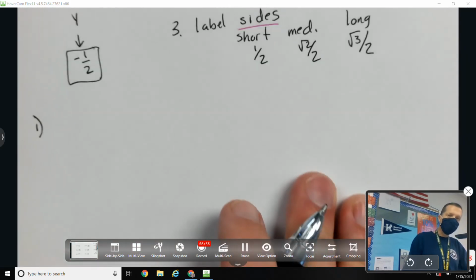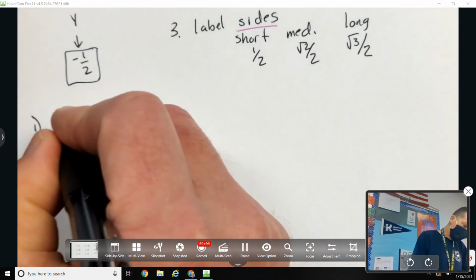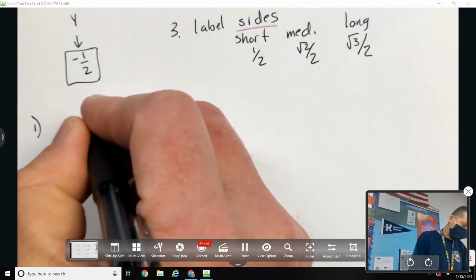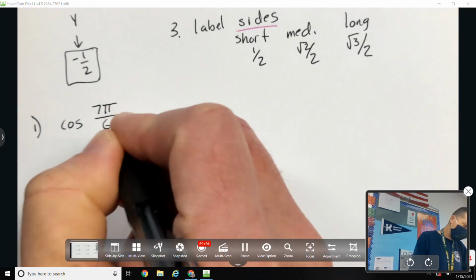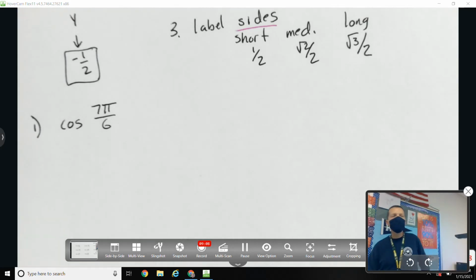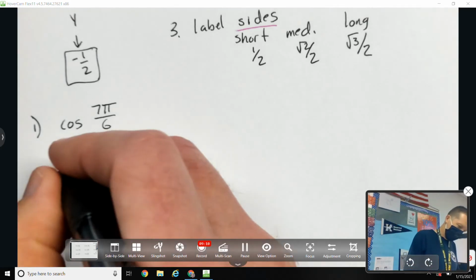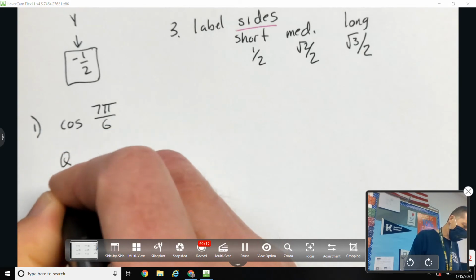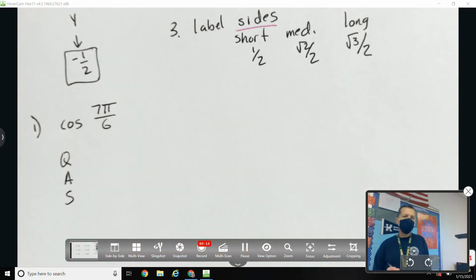Let's try a couple more using the homemade QAS method. Quas it up rather than go into the unit circle. Seven pi over 6. What quadrant is that in?